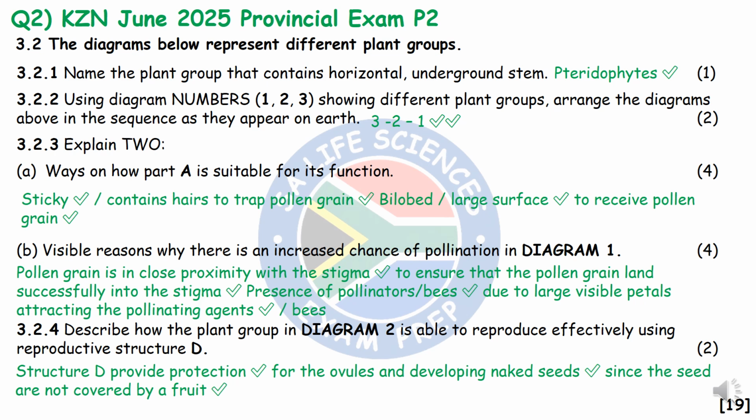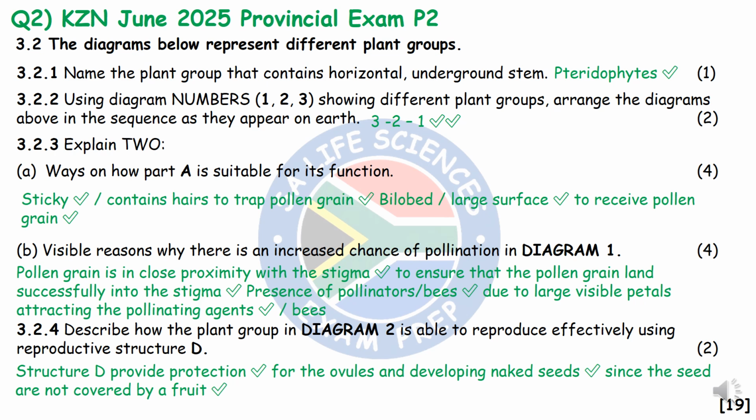Question 3.2.1 asks you to name the plant group that contains horizontal underground stem. That would be the pteridophytes. When we look at the diagram of the pteridophyte, we see that the horizontal stem out of which the fern grows is the rhizome.